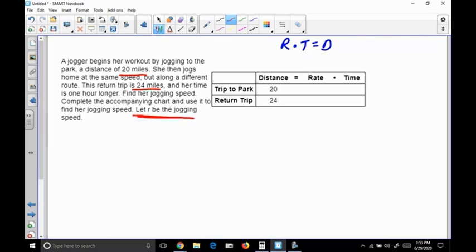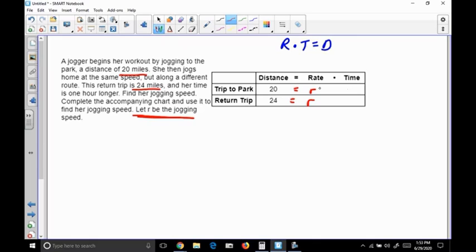So they say let R be the jogging speed. And they tell us that the speed is the same for both pieces. So if R stands for rate, her rate on the trip to the park is R, and her trip coming back, the speed is also R. So we have 2 of these pieces filled in. We need to fill in time.